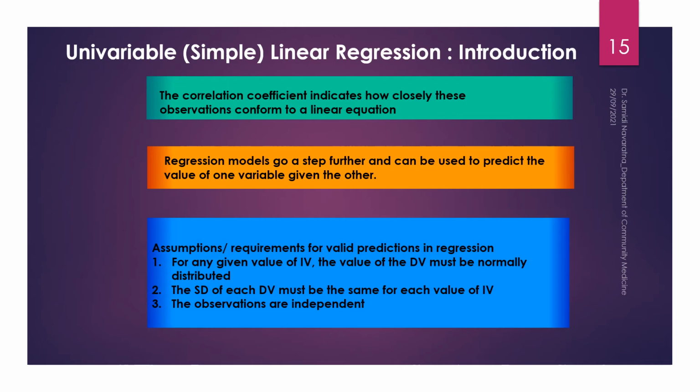of the dependent variable must be normally distributed. Second one, the standard deviation of each dependent variable must be the same for each value of independent variable. Then finally, the observations must be independent.